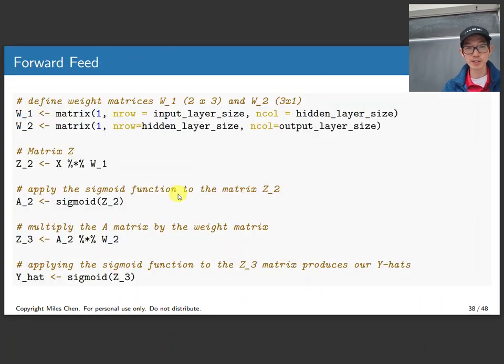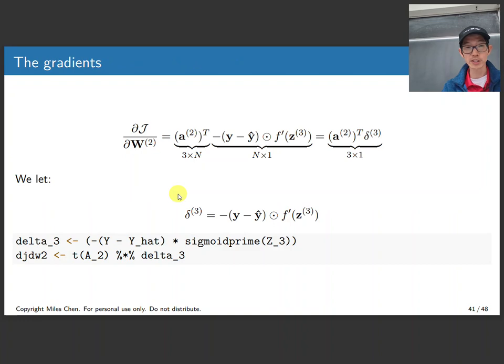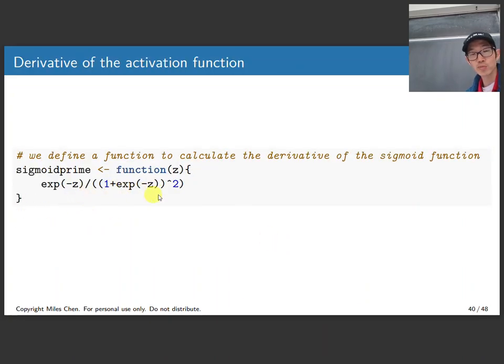A couple things here. Sorry, I'm just skipping through this really fast. But this was our first gradient that we calculated. We said (y hat minus y) element-wise times f prime z3. We're going to call this part over here delta 3. And you can see when I code it up, I just write exactly what I have. Delta 3 is negative (y minus y hat) element-wise multiplication, which is just the star, times sigmoid prime of z3. Sigmoid prime is just the derivative function that we wrote up over here.